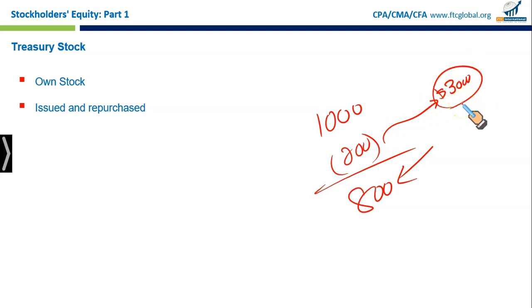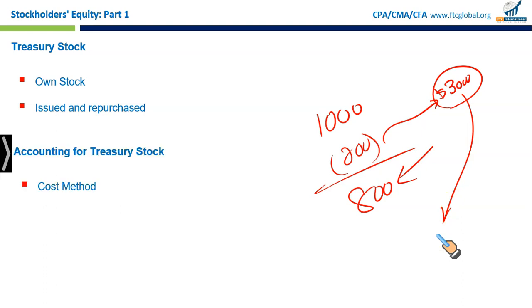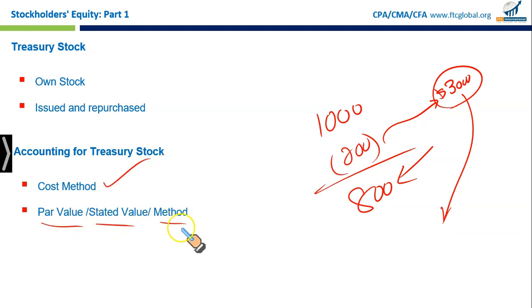Now this $3,000, which is the cost of treasury stock, a portion of retained earnings equal to 3,000 is set aside, or restricted, and it cannot be used for dividends. And it is not a legal compulsion, it's at the choice of the company. So we have two methods to account for treasury stock. One is the cost method, the other is the par value or stated value method, sometimes called the legal method.